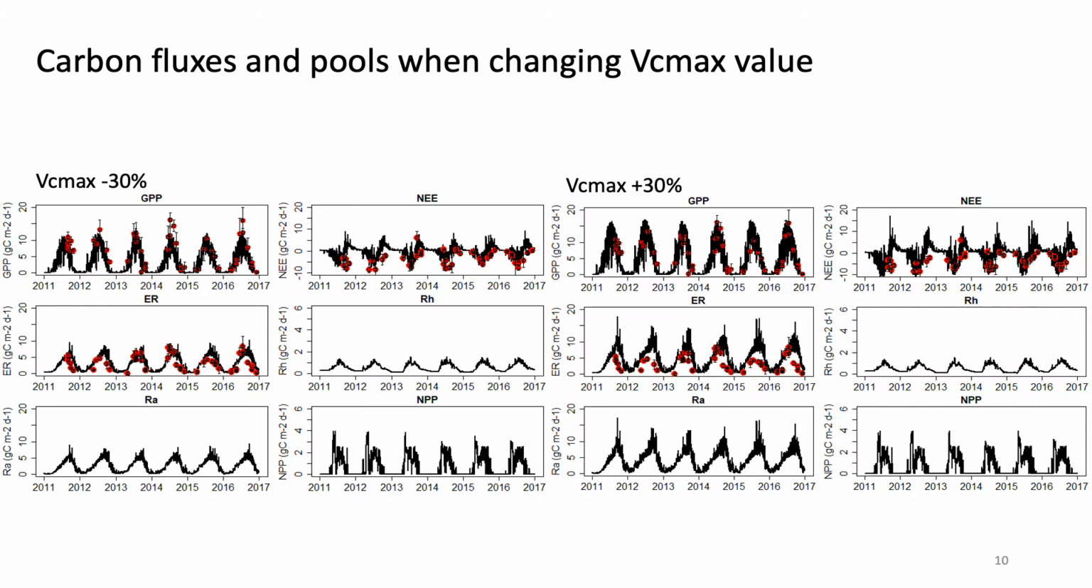When we decrease and increase VCmax value by 30%, we can see there is a dramatic change in GPP and also autotrophic respiration. A decrease in VCmax value dramatically decreased GPP.